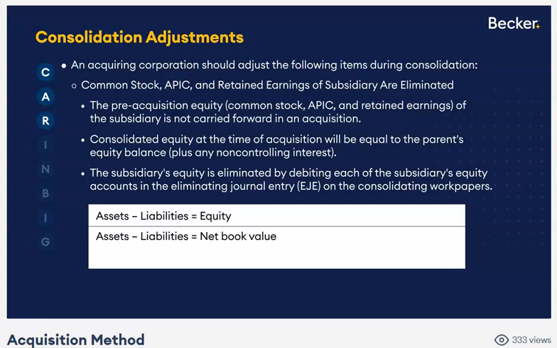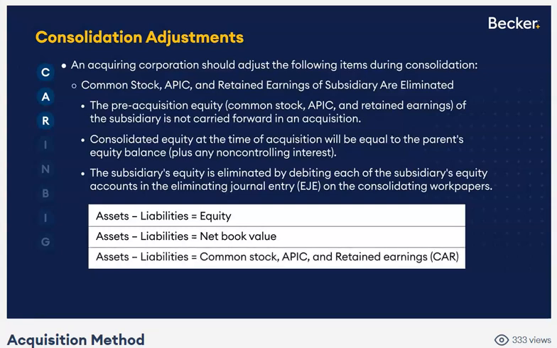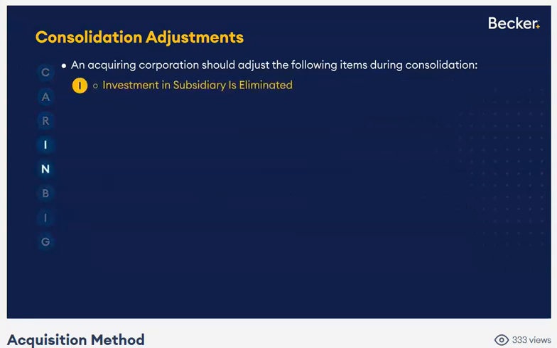Well, now we're just adding a new term: assets minus liabilities equals CAR. So we will show assets at full value, liabilities at full value, CAR is eliminated. That's the fundamentals of the first portion of this journal entry. Then the investment in sub, which remember was our purchase price at the fair value on the date of commencement here, that will also be eliminated.